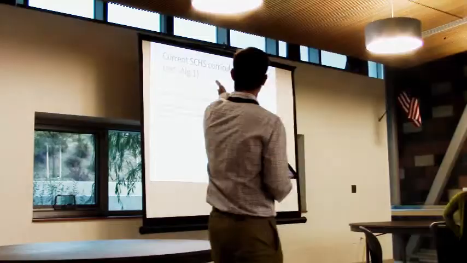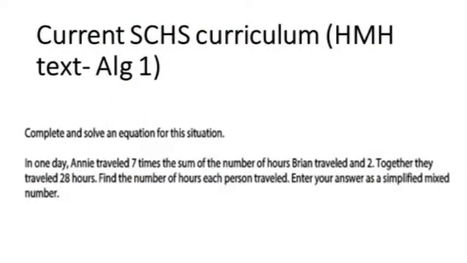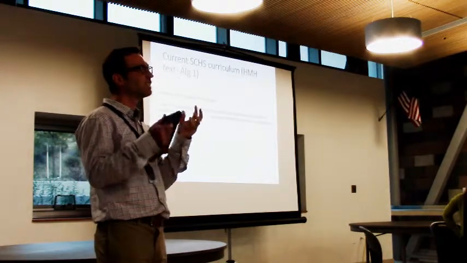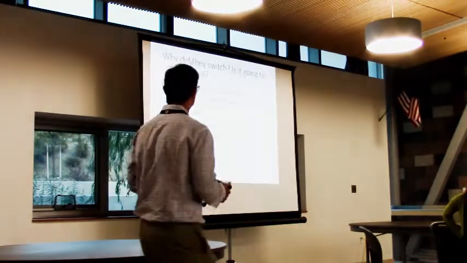And then this is from our current textbook. Similar standard. One day, 7 times the sum of the number running. Together they've traveled 28 hours. Find the number of hours each person traveled. Enter answer as a simplified mixed number. Again, slight difference here. Complete, solve the equation, and you'll notice in the end it says solve this as a mixed number. It's going to be a fractional value, which makes it very difficult to guess and check at a problem like this. So these are the subtle differences that we're seeing.